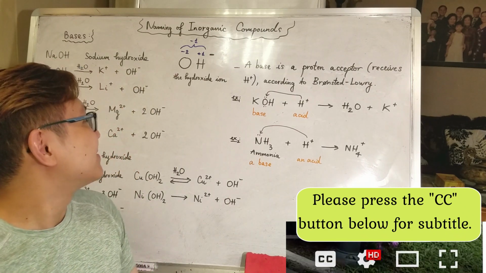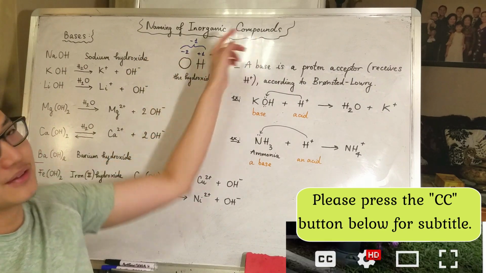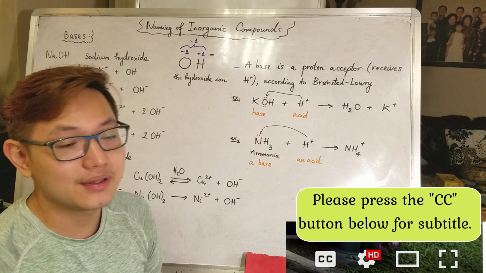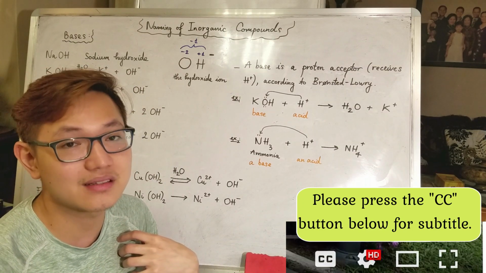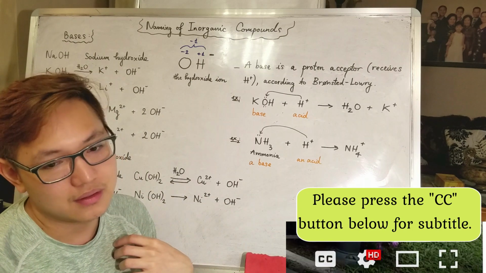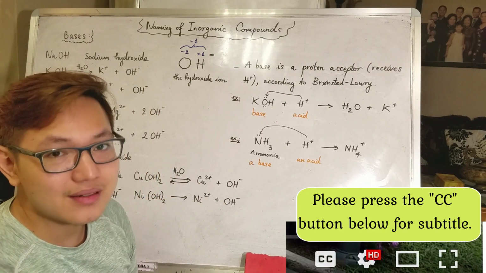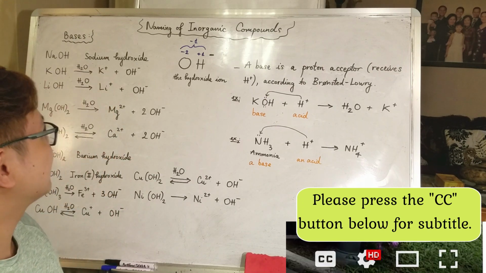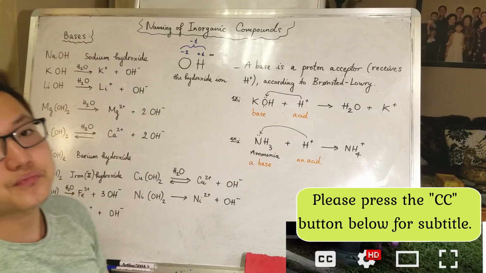Okay, so in this video I will talk about naming of organic compounds. Continue, of course, because in episode 3 I already told you how to name oxides, metal oxide and non-metal oxide. So in this video we'll talk about bases and some common acids. Okay, so first of all, what is a base?